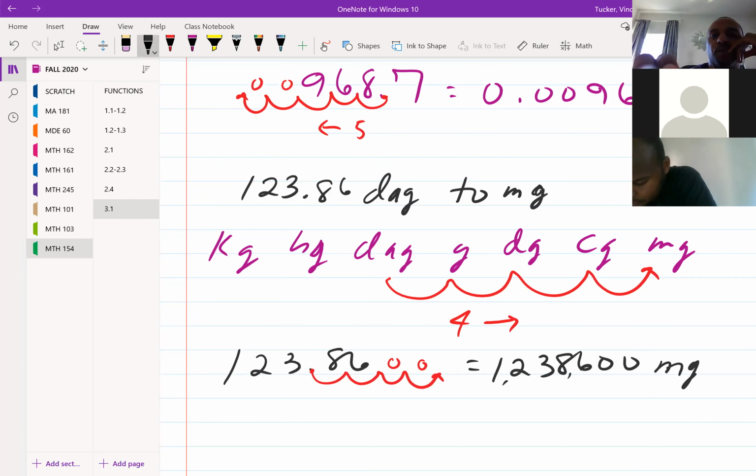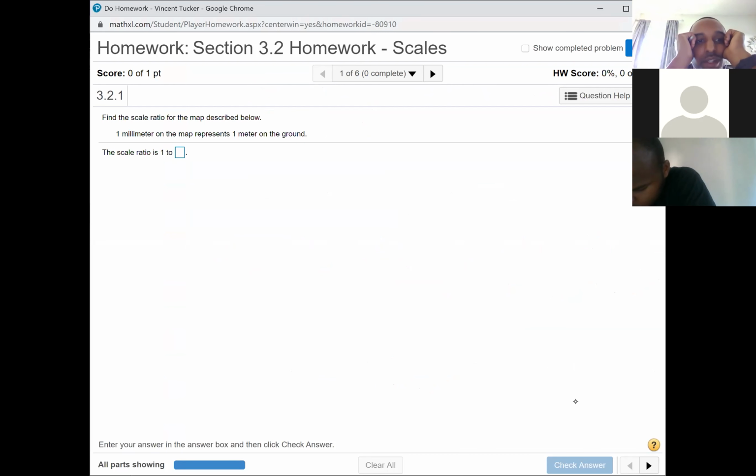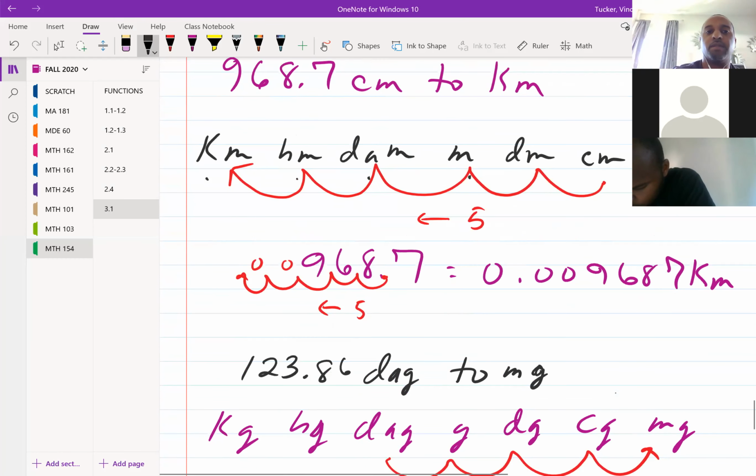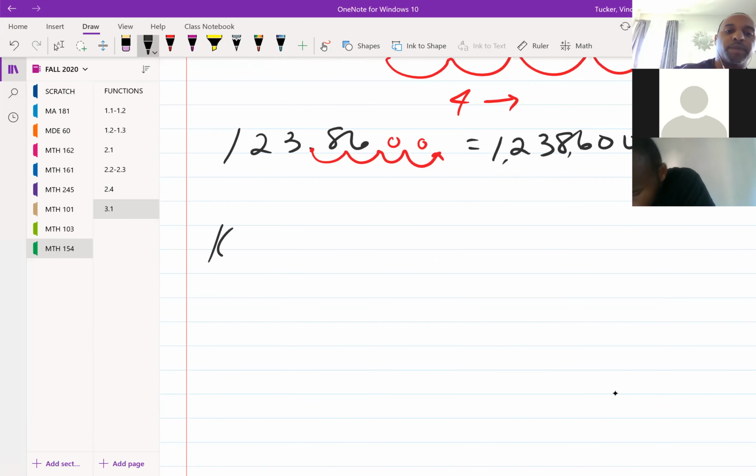All right, so let's look at a few problems. And I just pulled up the homework. All right, find the scale ratio for the map described below. 1 millimeter on the map represents 1 meter on the ground. So let's go back to our notes. We're looking at going from 1 millimeter to a meter. Let's go back here. Well, I'll just write it just so I don't mess up.